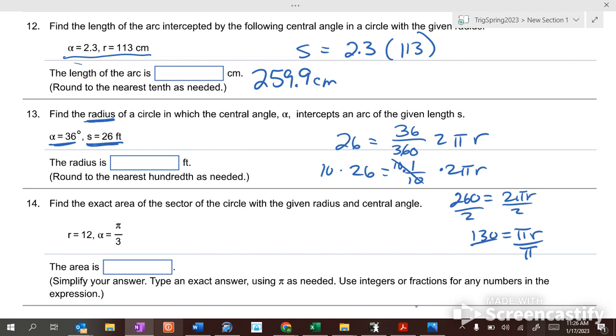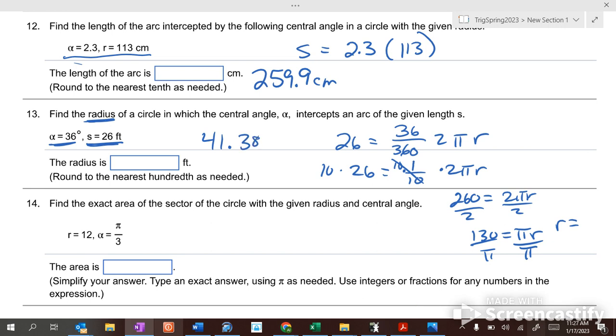If you divide by 2 pi without putting it in parentheses or anything like that, you're going to get the wrong answer. So what's our radius? What's 130 divided by 3.14159265? 41.2 decimal places.